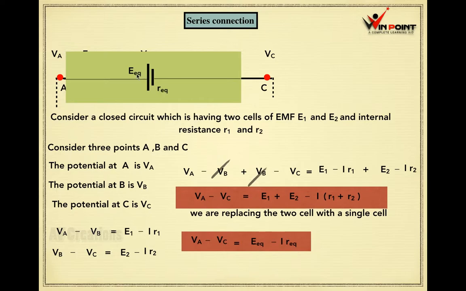E equivalent is the maximum EMF that the cell can give, but because of the potential drop on the internal resistance there will be a reduction of voltage, which is I R equivalent. Then we compare these two equations. Here VA minus VC is also VA minus VC. Instead of E equivalent, here it is E1 plus E2, so E equivalent equals E1 plus E2. Instead of R equivalent, here it is R1 plus R2, so R equivalent equals R1 plus R2. This is the expression for equivalent resistance in a series connection of cells. R equivalent equals R1 plus R2, and equivalent EMF equals E1 plus E2.